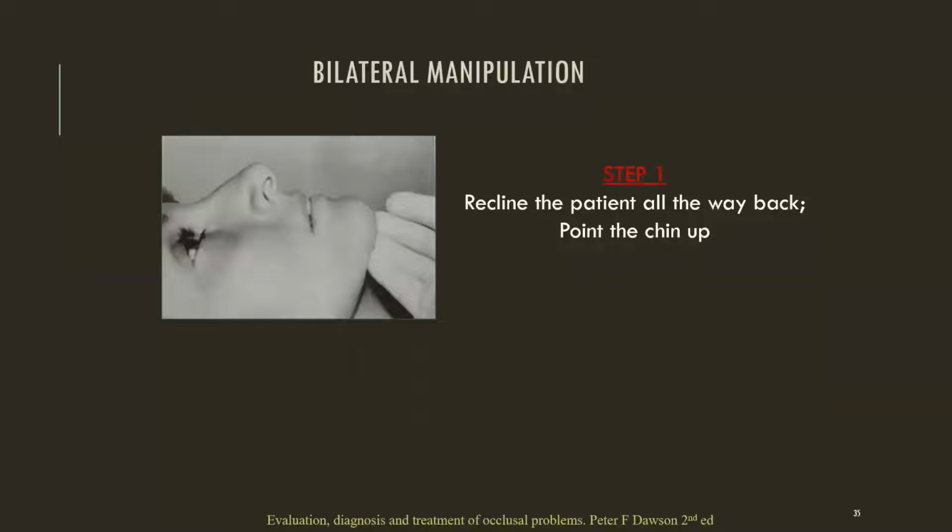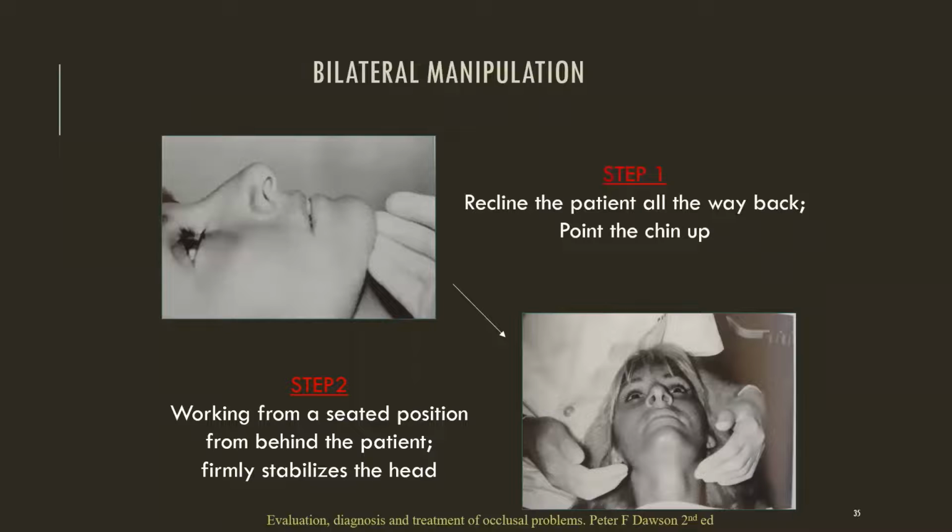So coming to Dawson's bilateral manipulation. In the first step, we recline the patient all the way back and point the chin up. This prevents the mandible from protrusion. In the second step, we work from a seated position from behind the patient, and the head is firmly stabilized so that the patient is not able to move the head during the manipulation of the mandible.